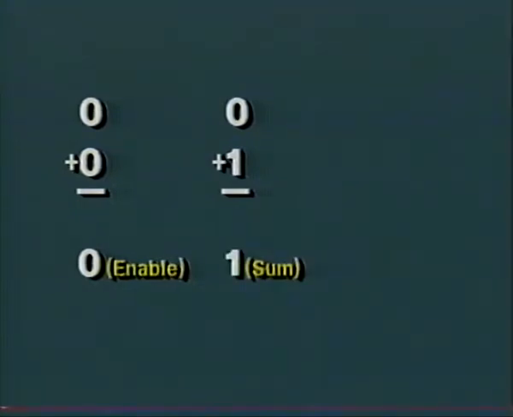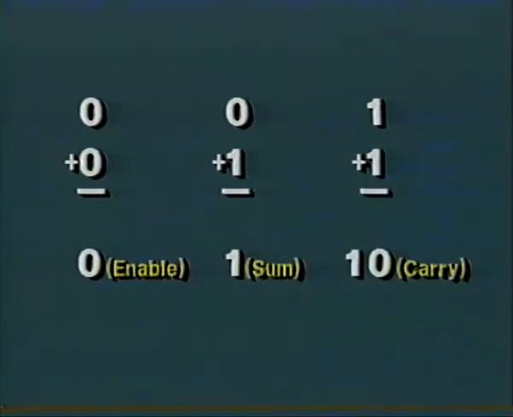When adding ones and zeros, we know that when two zeros are added together, it equals 0. This condition is known as an enable. When a 1 and a 0 are added, it equals a 1. This is known as a sum. When two ones are added together, it equals 0 plus a carry bit. This is called a carry.